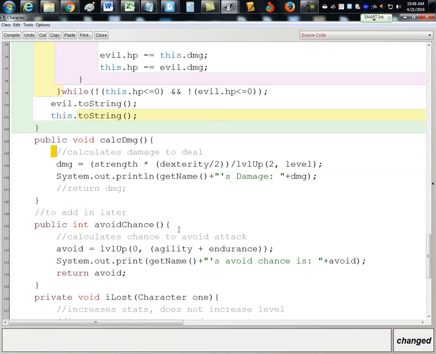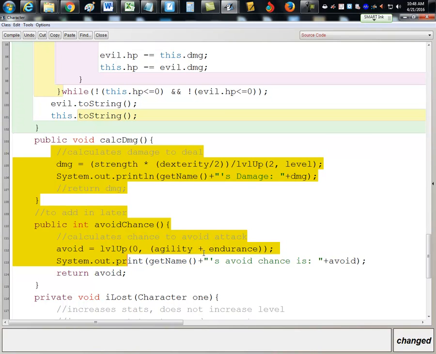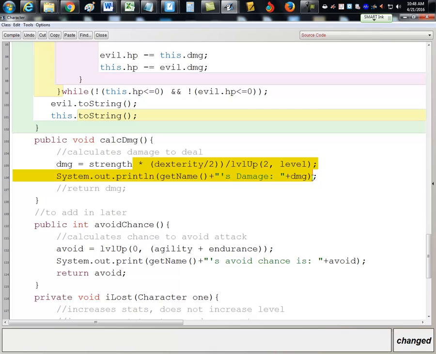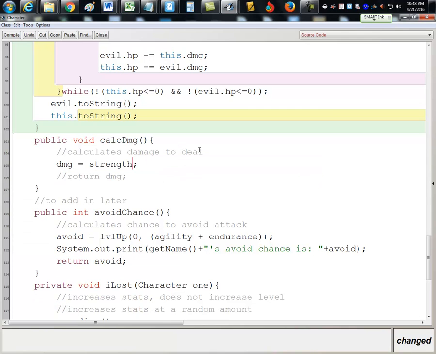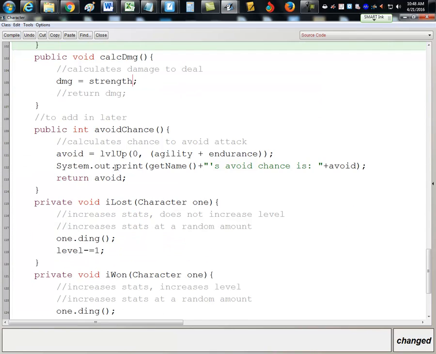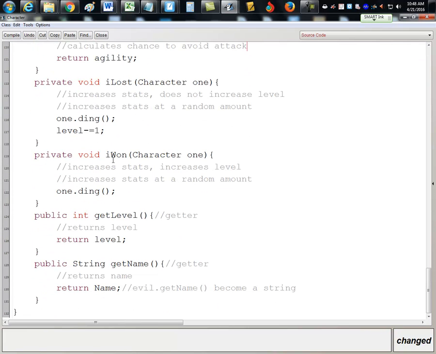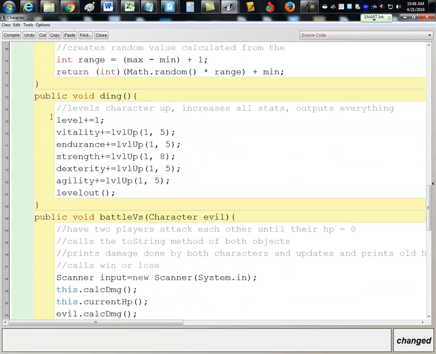Calc damage, it could literally just be return damage equals strength. If I really wanted to, that's all I need. Done. Avoid chance, this could just be agility. Should be dexterity, but again, doesn't really matter. So that's basically all you need to do to make this your own function.